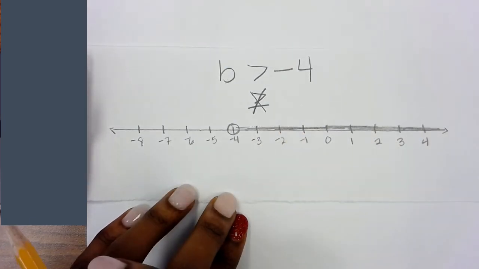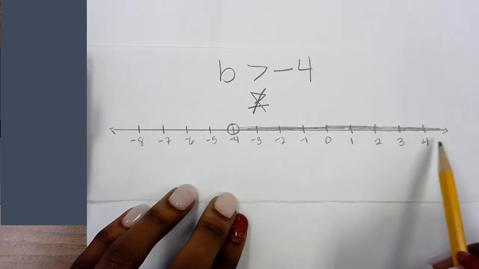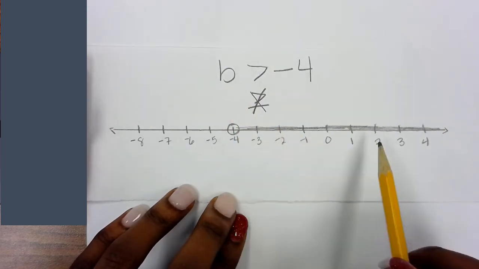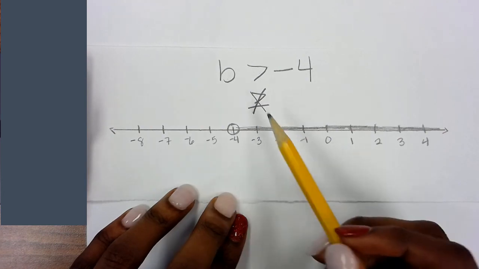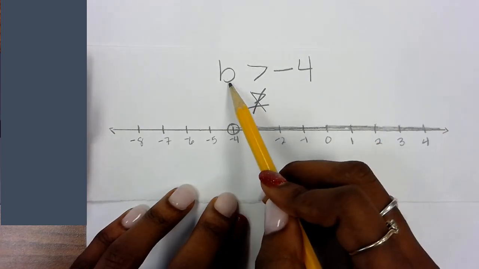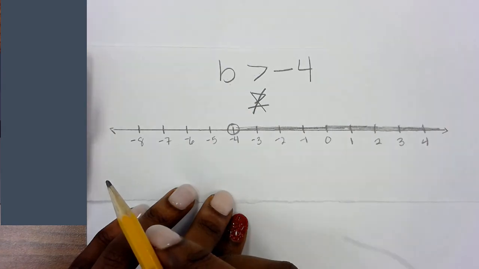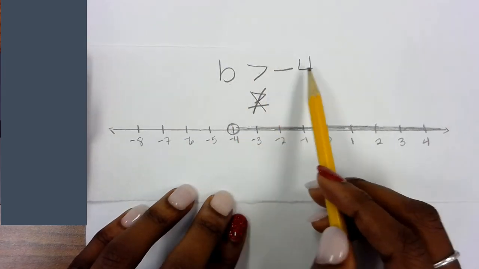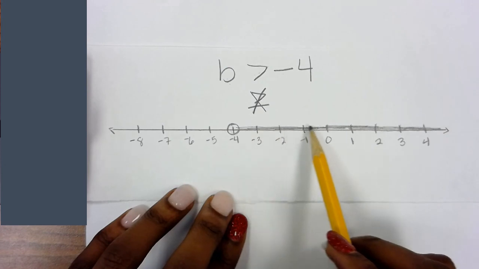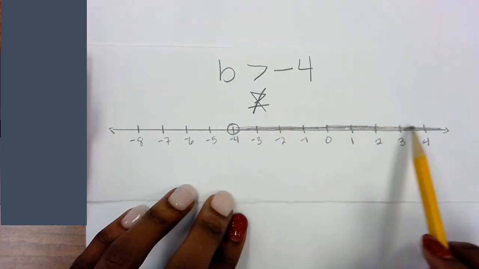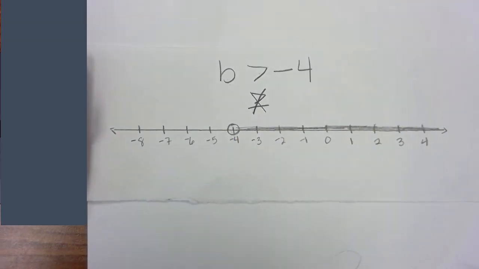And to check your answer, choose any number here that you want and make sure that it's a true statement. So if I put a 1 in for b, 1 is greater than -4. Is that a true or false statement? 1 is greater than -4. That should be true for every number behind -4 on the number line. And that is it.